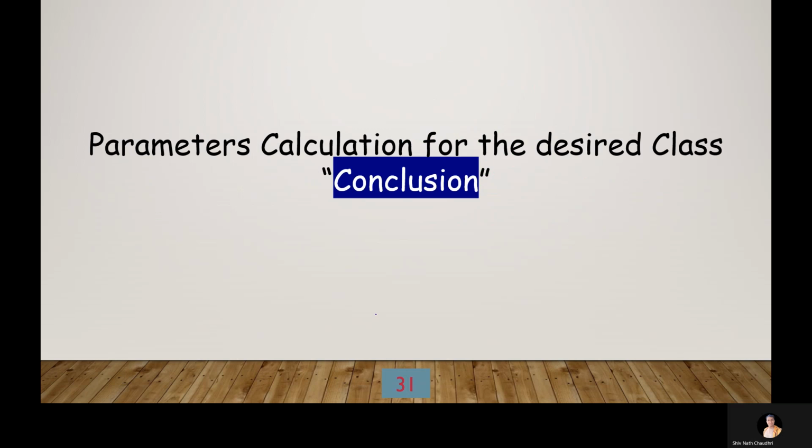Now we will calculate all the parameters considering that the conclusion category of the videos is the desired class. In this case, solution and navigation are considered non-desired categories. Therefore, solution and navigation collectively represent a single non-desired category versus the desired category.